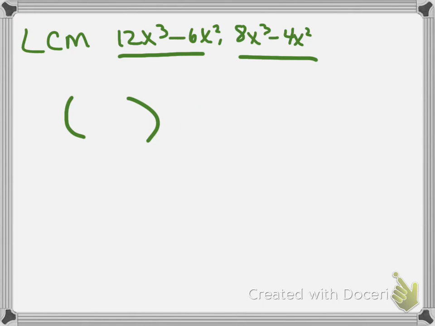Okay. And so, what can I take out of 12x to the third and 6x squared? 6x squared. And what will be left? 2x.